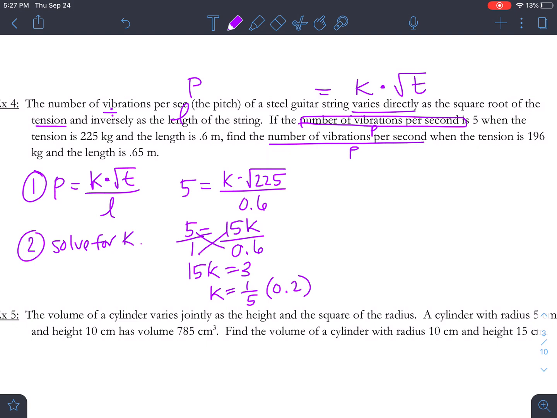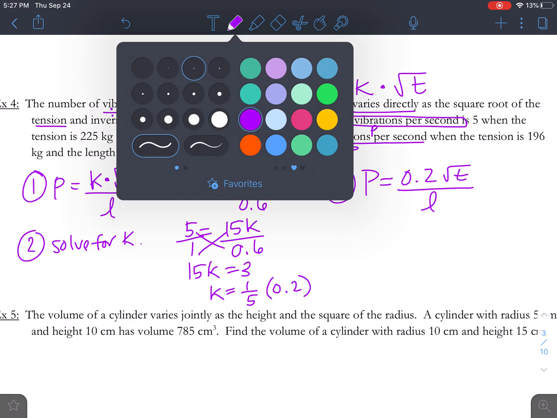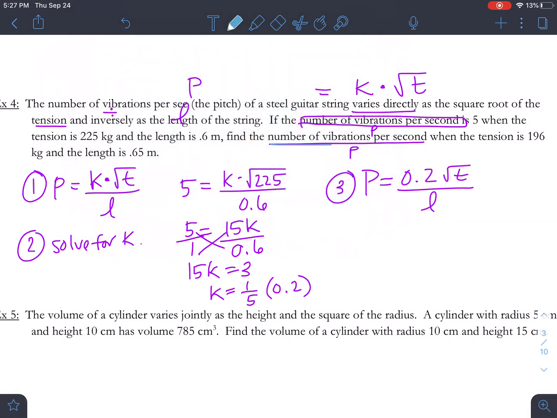So if you don't have it out, you can get it out. So step 3 is, let's talk about our new equation. Our new equation is P equals 0.2 times the square root of T over L. And that's the equation we'll use for any other scenario. So the last scenario they give us, I'll switch colors here, is they said find P, find the number of vibrations per second, which is pitch, when the tension is 196 and the length is 0.65.